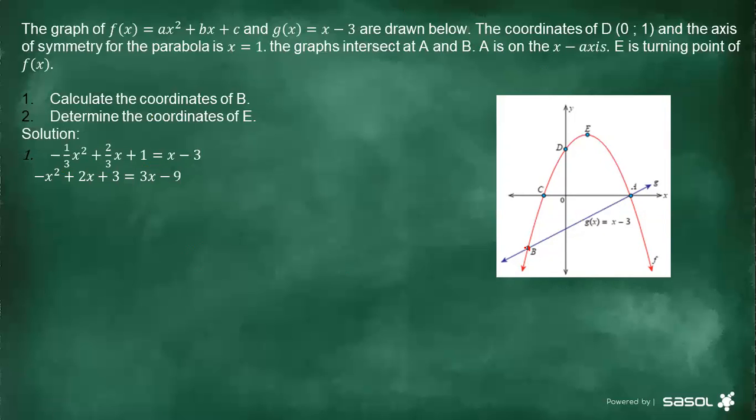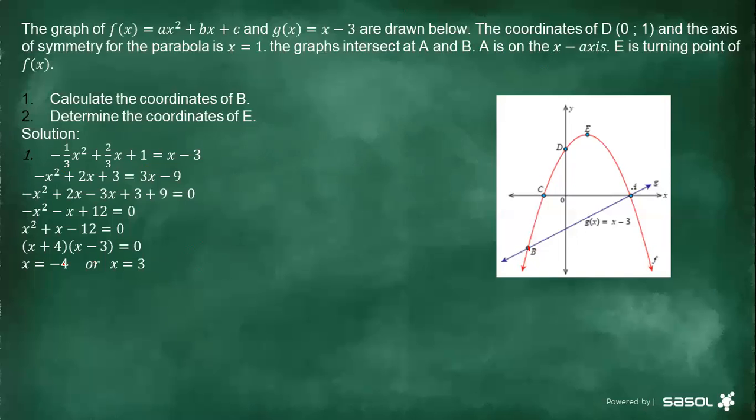To get the coordinate of B, you just have to equate the two graphs, the equation of the parabola together with the equation of the straight line, so that you can get the coordinates. Then after this, you transpose and add the like terms. But since the coefficient of x squared is negative, you divide by negative. And this is what we're going to have. Then you factorize: x plus 4 and x minus 3 equals 0. Then you solve for the value of x there.